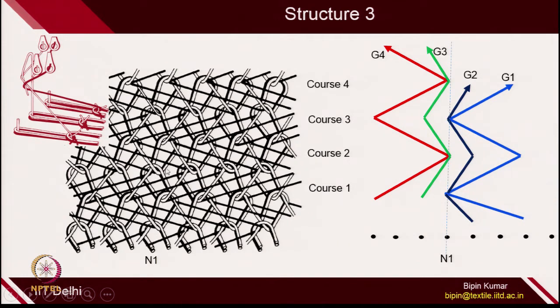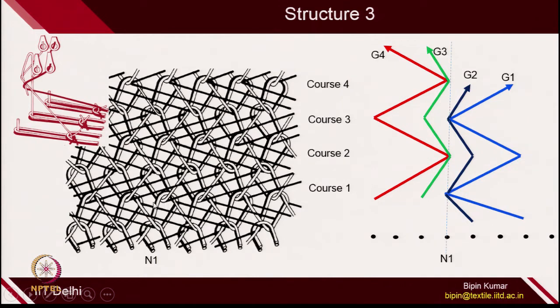If I have to make this particular loop, there are basically two loops here: one made by white yarn and another made by black yarn. So obviously there should be two guides, G1 and G2, coming to needle N1 for providing the yarn. At the same time two guides are coming, G1 and G2, one after one pitch, another after moving 3 pitch.